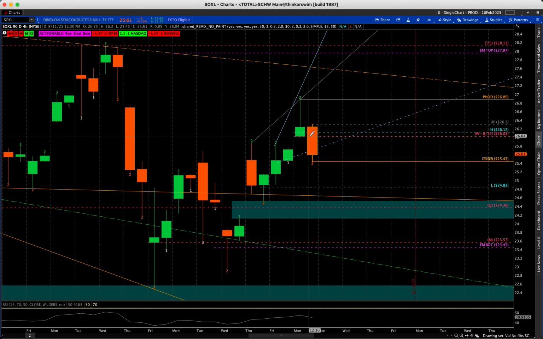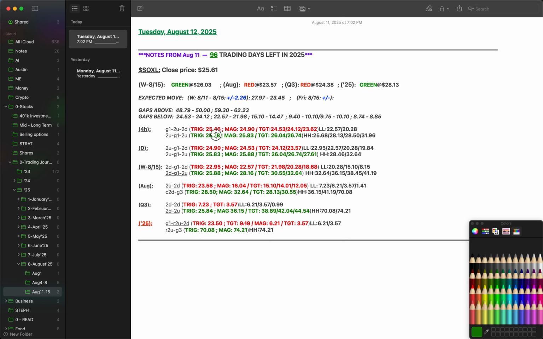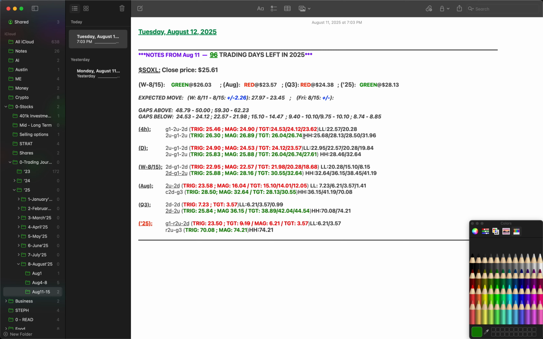So getting back to the 4-hour reversal, right? This would be a 2 down, 2 up, triggering at 26.30 with the magnitude of 26.89. So 26.30 and 26.89. 26.30, 26.89, right? So now we can have our extended targets. Right, these are no longer there. We're past those.